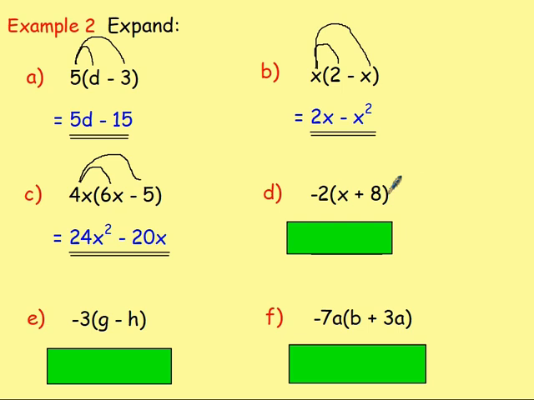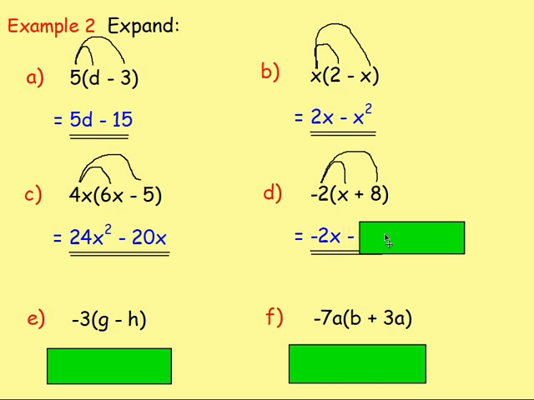Well done. Let's try another one. Negative 2 bracket x plus 8. Negative 2 times x is negative 2x. And then it's the negative 2 times positive 8. A negative times a positive is a negative. So we would end up with negative, and 2 times 8 is 16. So negative 2x take away 16.